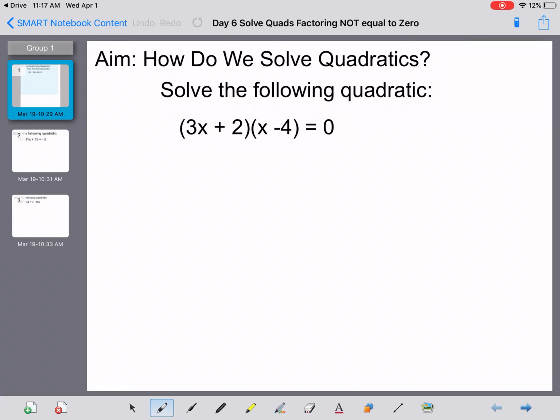Today's lesson is on how do we solve quadratics. Solve the following quadratic: (3x + 2)(x - 4) = 0. Take a second to copy down the question.